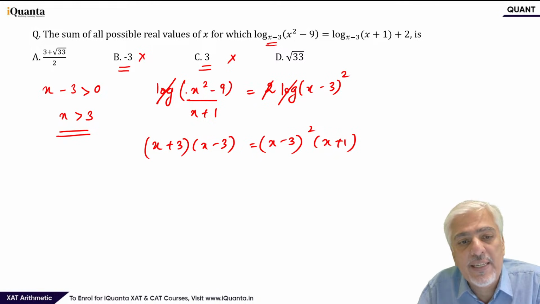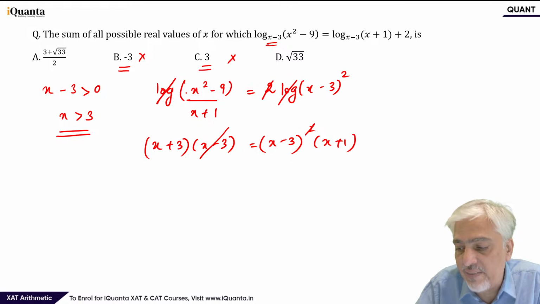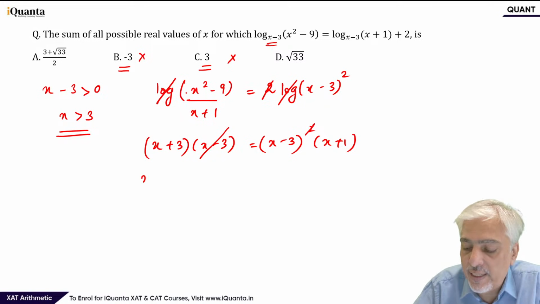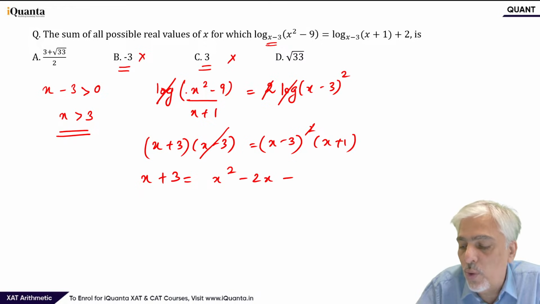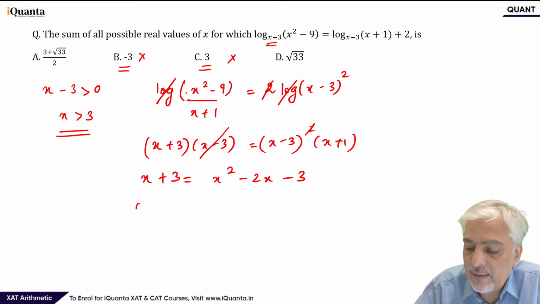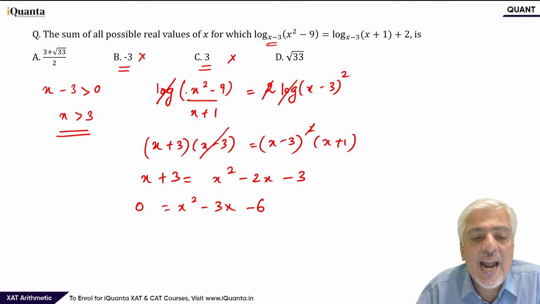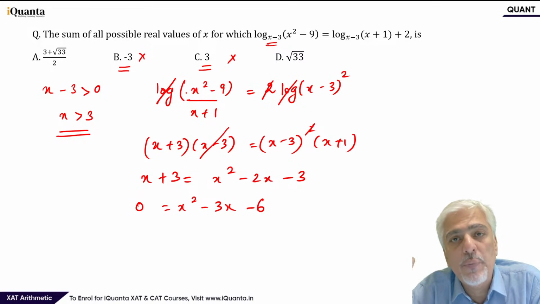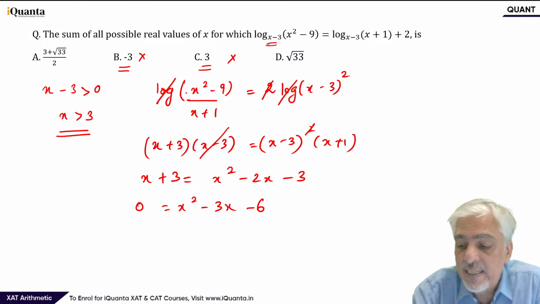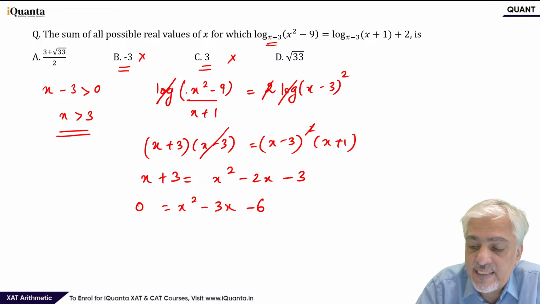Now, can I cut x minus 3? Yes, because x minus 3 we know is not equal to 0. So one (x minus 3) will cut. So I've got x plus 3 is equal to x square minus 2x minus 3. 0 is equal to x square minus 3x minus 6. At this step, a lot of people would have made a mistake. Lots. I'm telling you, so many people would have made a mistake. They would have marked -3 as the answer.